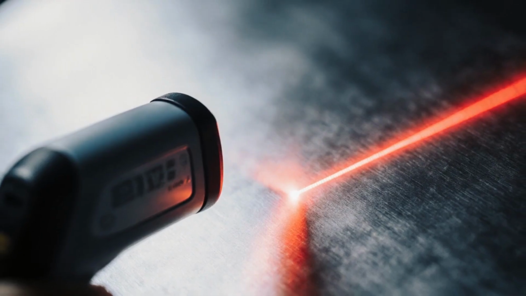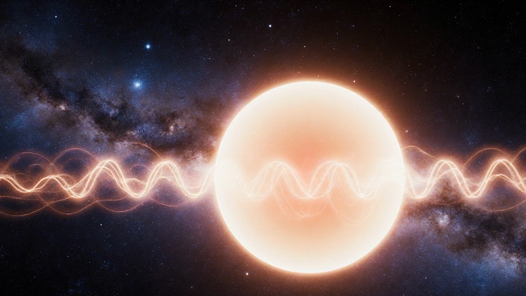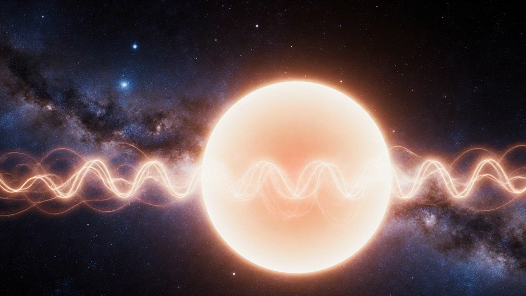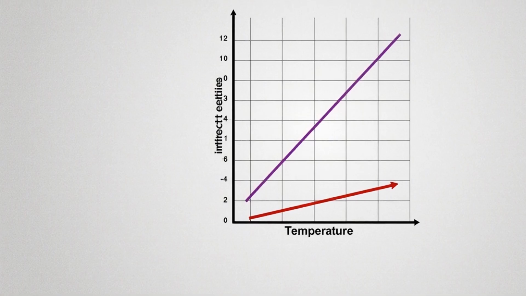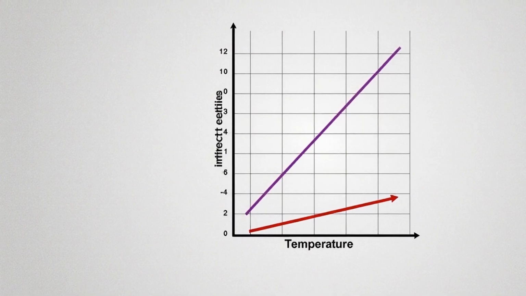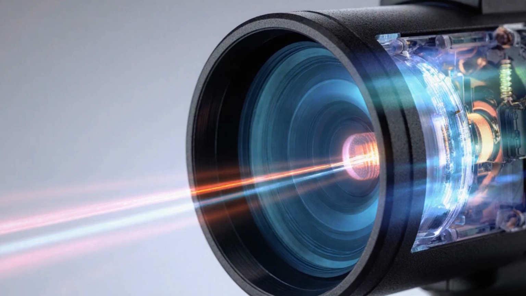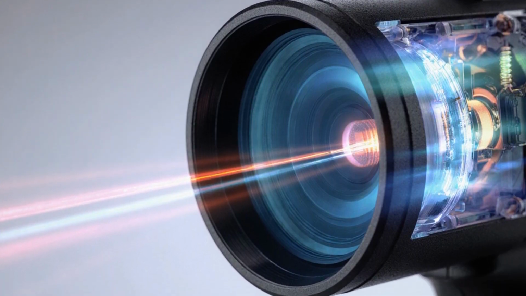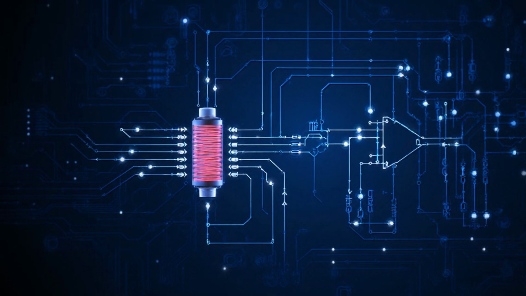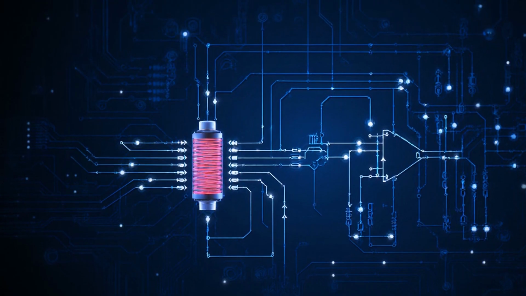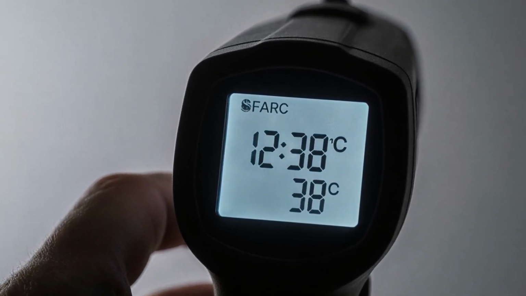Infrared thermometers measure temperature by detecting thermal radiation. All objects emit infrared radiation, a form of electromagnetic radiation. The intensity of this radiation is directly proportional to the object's temperature. The thermometer focuses the infrared radiation onto a detector called a thermopile. The thermopile converts the radiation into an electrical signal. This signal is then processed and displayed as a temperature reading.